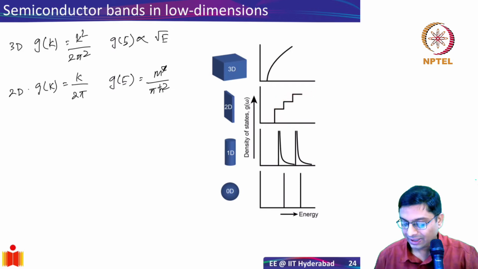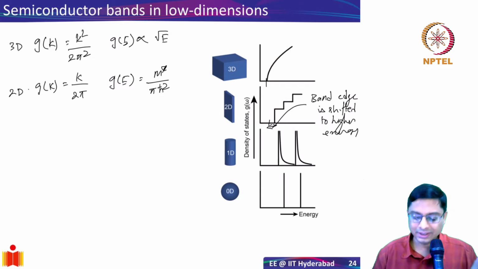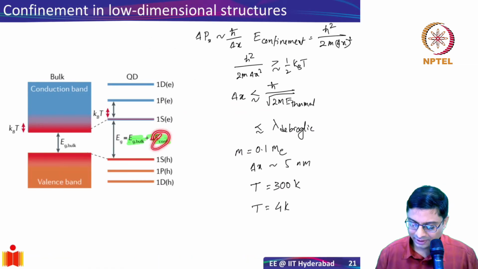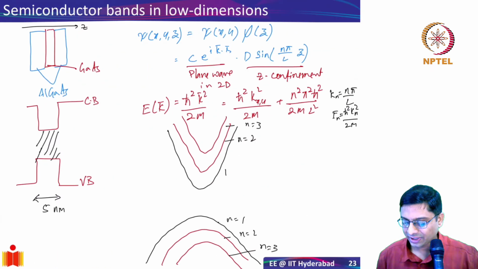Another characteristic feature is, if this was my band edge, in the case of a confined structure, the band edge is shifted to higher energy. Why does this happen? Well, you saw that the additional delta x is coming in, this confinement energy. Because of that, the energy is shifted. So basically, the band edge is getting shifted here.